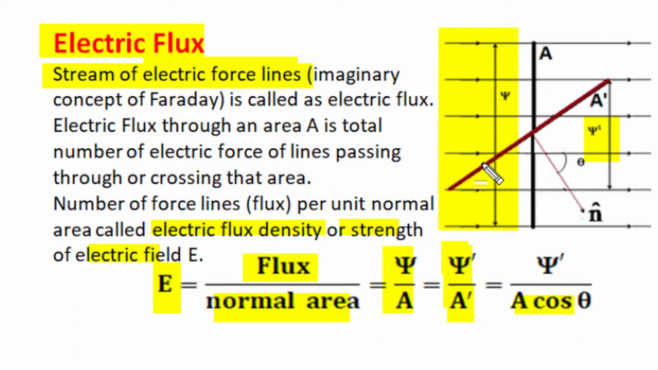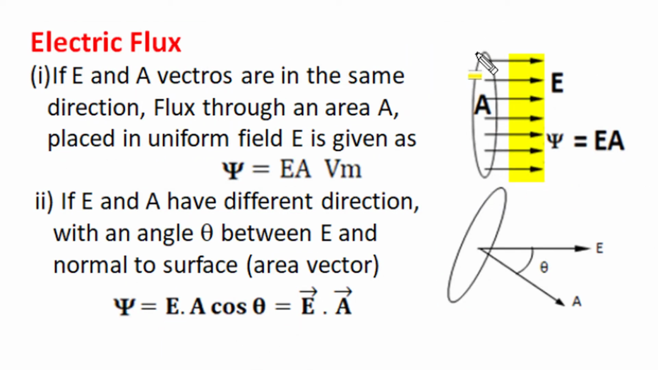So amount of flux is related to electric field intensity, and flux per unit normal area is called electric field intensity. In a uniform electric field, if a plane surface is placed normal to electric force lines, or we can say the area vector, which is directed normal to the surface, and the electric field vector are in the same direction, then flux through an area A placed in uniform electric field can be obtained as the product of electric field intensity and area, as flux per unit area is electric field intensity E, and flux through A area becomes electric field intensity multiplied by area.